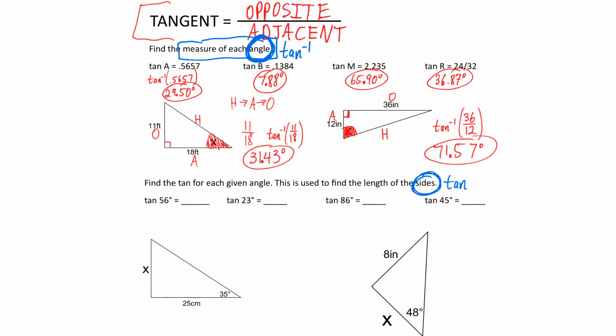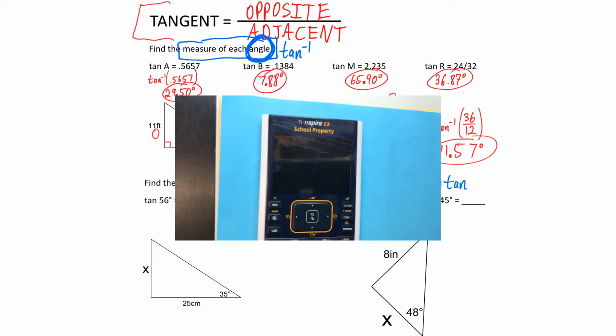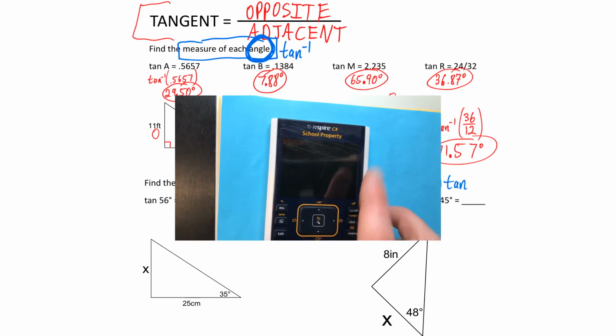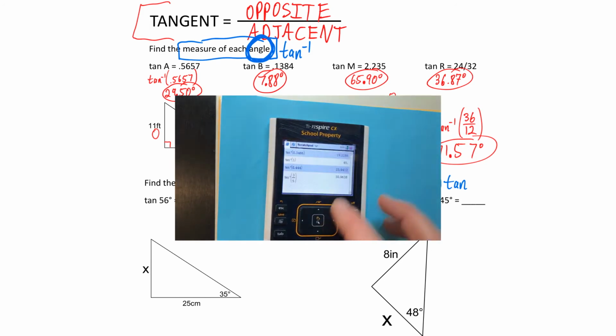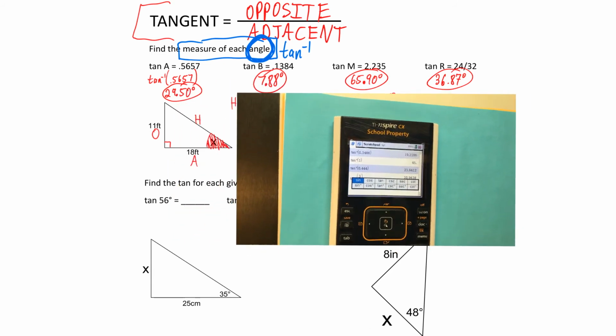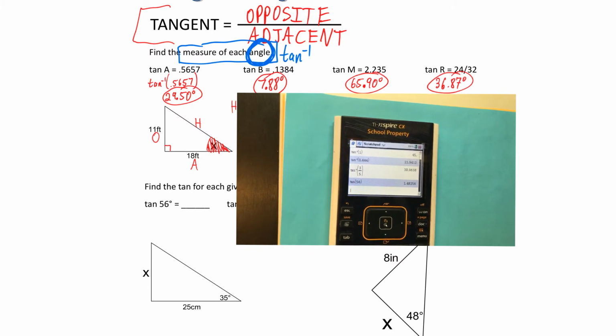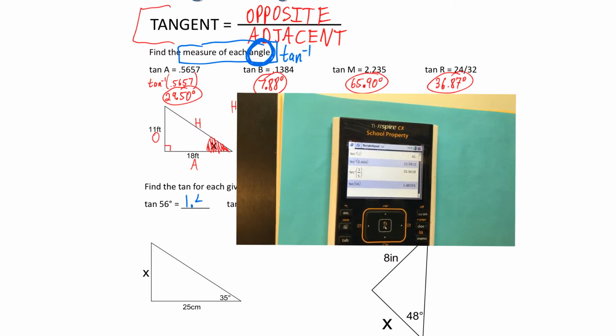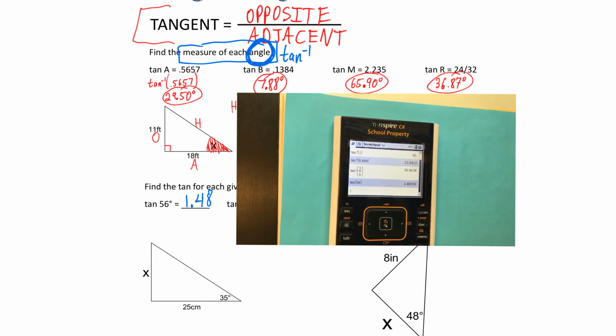So over here on your calculator, let's turn it on. Still in degree mode. On this one, okay, tan of 56. So on this one, I'm just going to get the regular tan. So what is the tan of 56 degrees? 1.48. Okay, so that's what I want right here, 1.48.